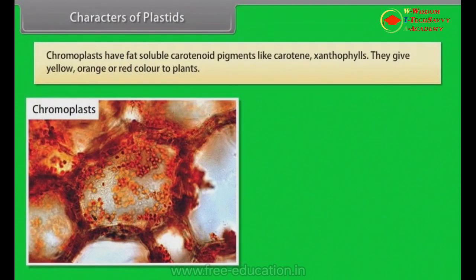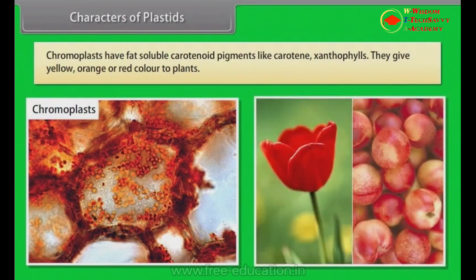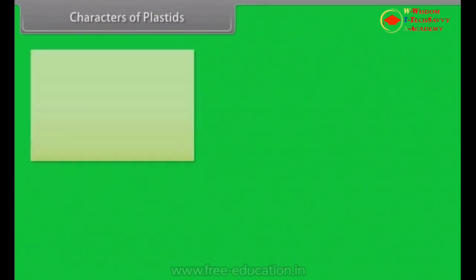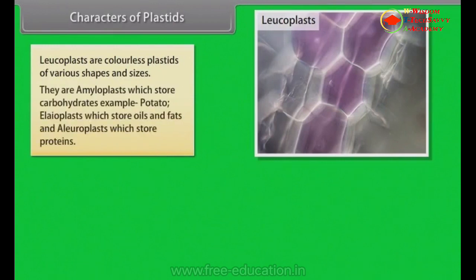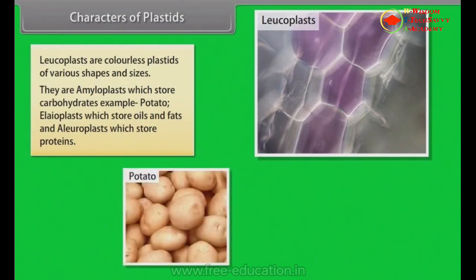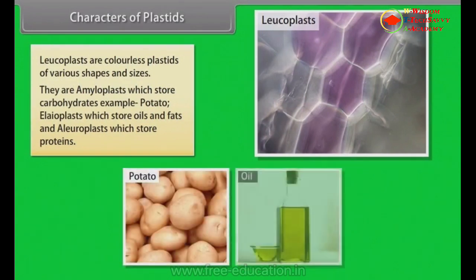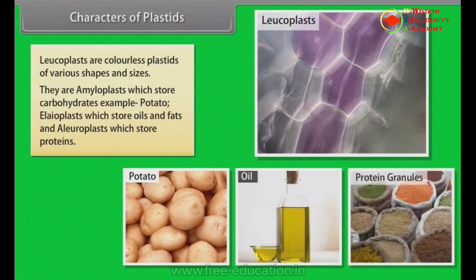Chromoplasts have fat-soluble carotenoid pigments like carotene and xanthophylls. They give yellow, orange, or red color to the plants. Leucoplasts are colorless plastids of various shapes and sizes. They are amyloplasts, which store carbohydrates, for example in potato; elaioplasts, which store oils and fats; and aleuroplasts, which store protein.